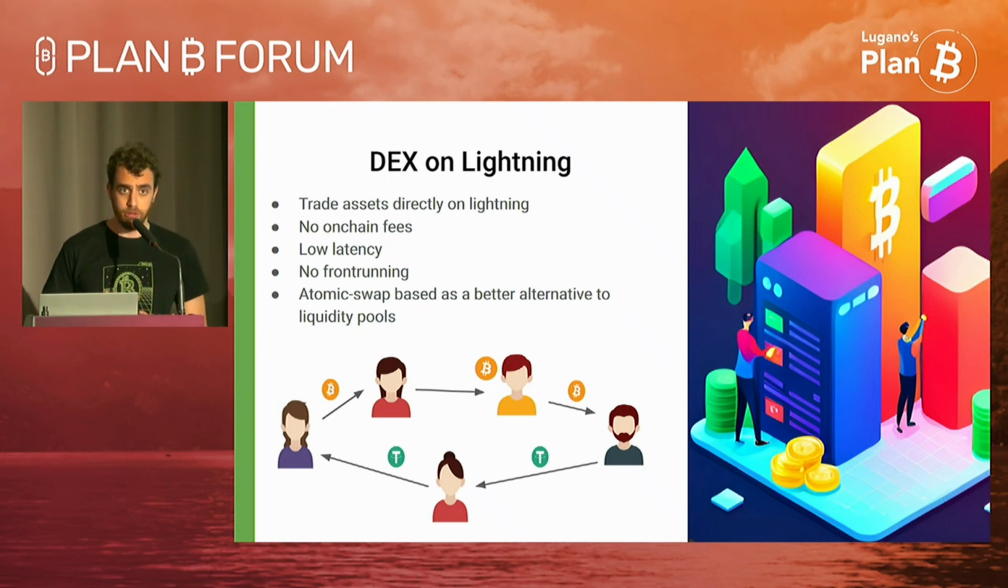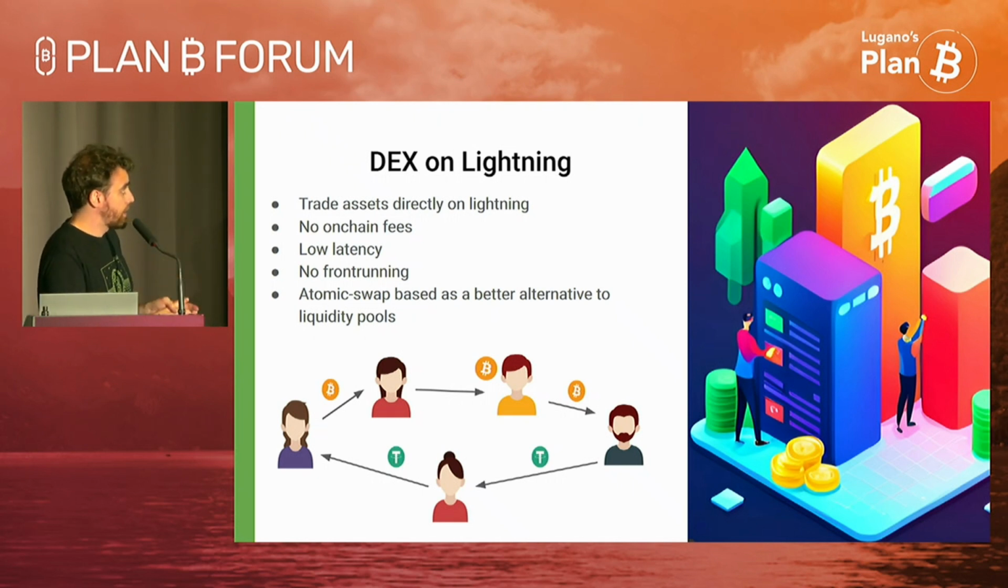First of all, we don't need to pay on-chain fees, which is something you need to do with AMMs on EVM chains. You have very low latency, the latency of Lightning. If you have a direct payment channel, it will probably be under 1 second. If you need to do some routing, it may take a bit more, but potentially still very low latency. You have no front running, because the trades remain private, so nobody can see what you're doing and use this information against you. And overall, an atomic swap-based system is a better alternative to the liquidity pools that you traditionally have on Ethereum.